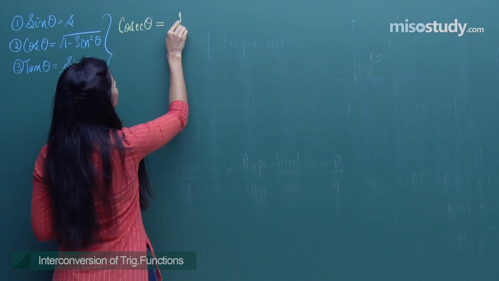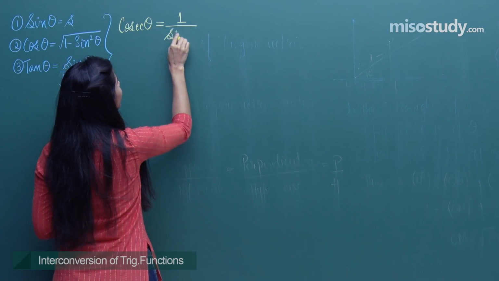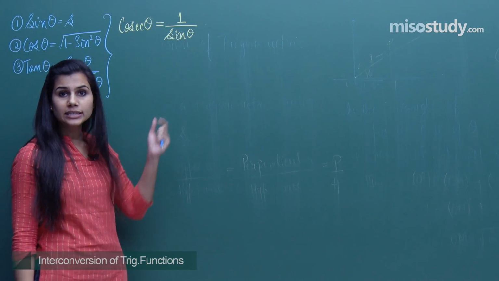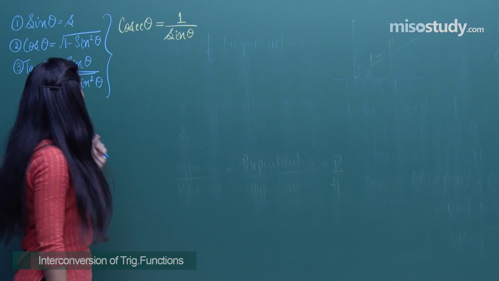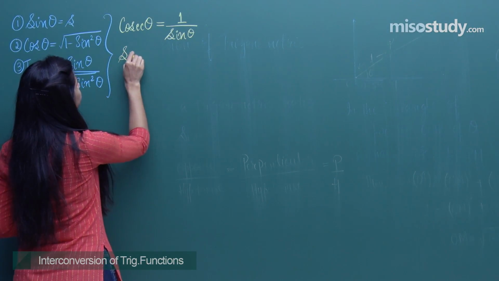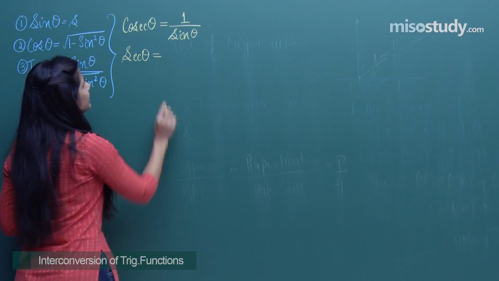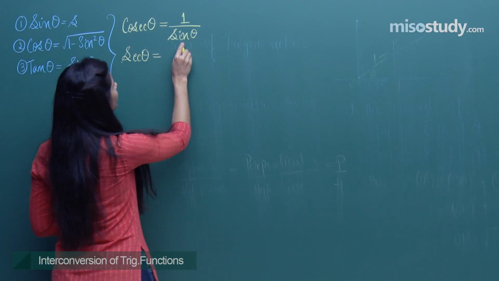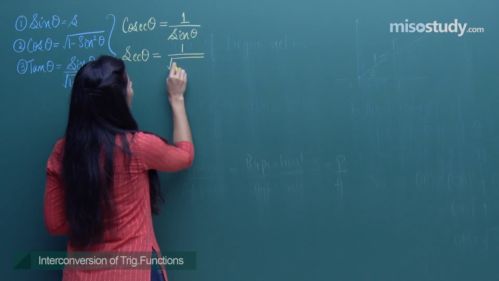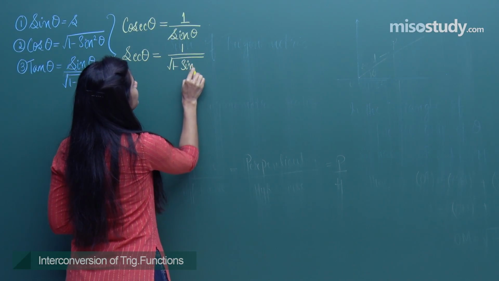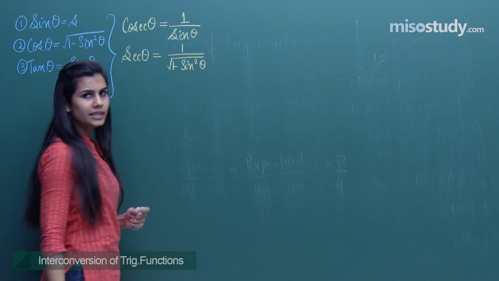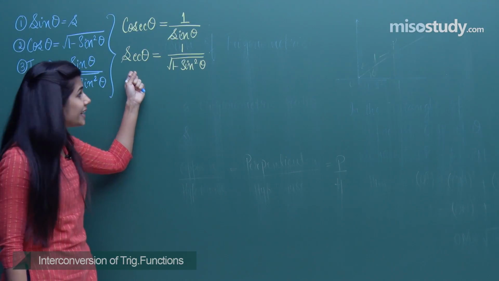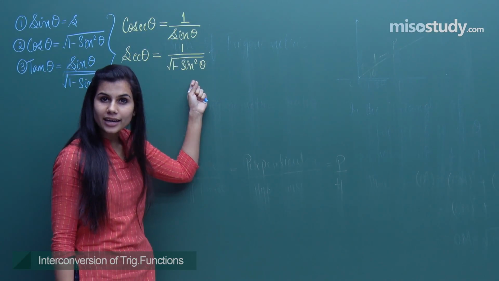Cosec theta is nothing but 1 upon sine theta. This is my expression of cosec theta in terms of sine theta. When I talk about sec theta, this is 1 upon cos theta, which is 1 upon under root 1 minus sine square theta. And this completes my expression of sec in terms of sine.